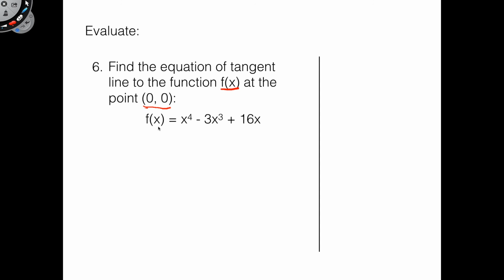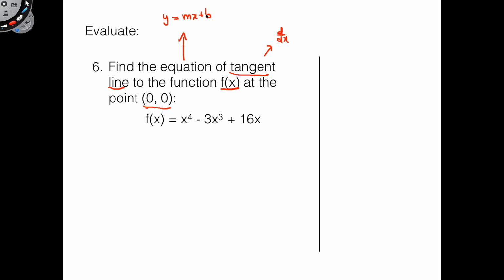So f of x equals x to the 4th minus 3x squared plus 16x. We have this function over here. Now, the first thing you should think of is whenever you see tangent line, you're thinking derivative. But it says equation of the tangent line, not slope. Well, what is the equation of a line? The equation of a line is in the form y equals mx plus b. Right? That's the general form of a line.